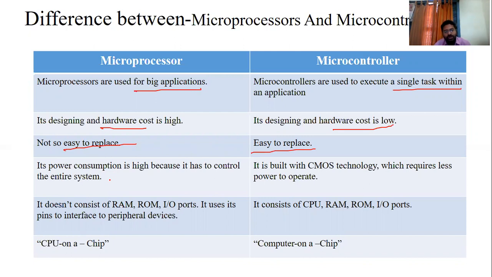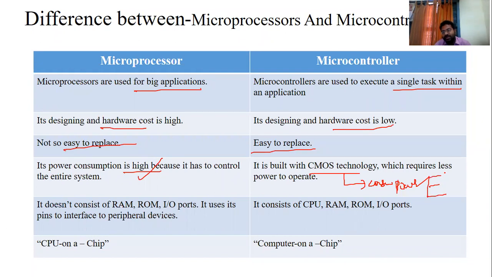The power consumption is also very high because it is a powerful machine. The microprocessor is powerful when compared with the microcontroller, so that's why its power consumption is also very high. The microcontroller is developed on CMOS technology, because the advantage of CMOS technology is that it consumes less power. CMOS technology means you can develop the transistors.